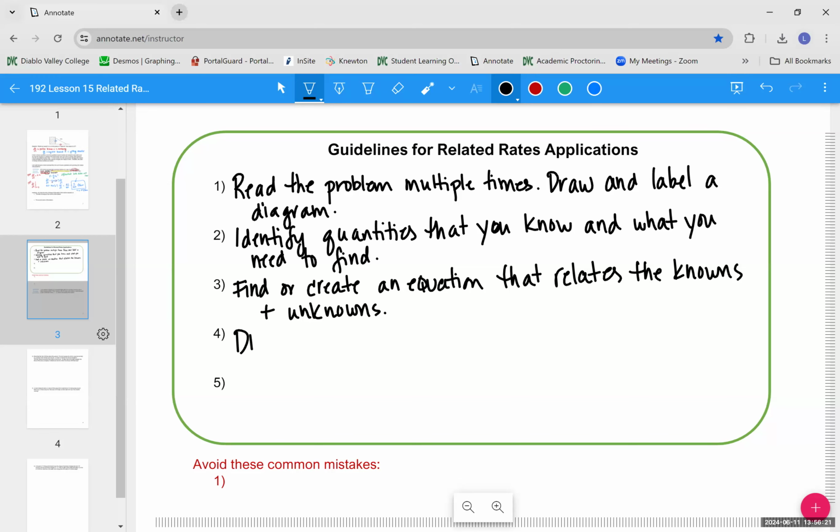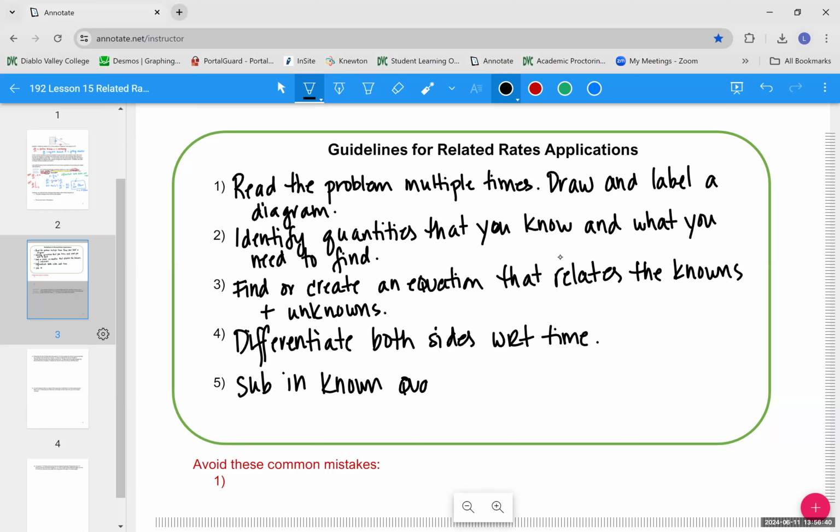Then you will need to differentiate both sides with respect to time. And then lastly, you're going to sub in the known quantities and the moment values. So they're not necessarily constant the whole problem, but at this moment, right? And then solve for the unknown.